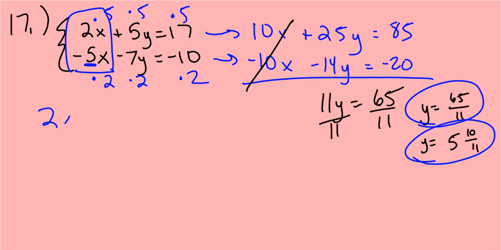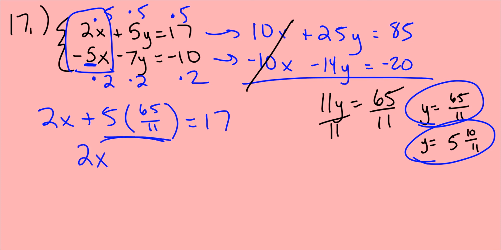So I'm going to say 2x plus 5, and instead of y I'm going to put 65 over 11, equals 17. So I end up with 2x, and then this messy number is going to turn into another messy number. We'll say 29 and 6/11. Alright. I'm going to subtract it. I'm going to do minus 29 and 6/11 from both sides.